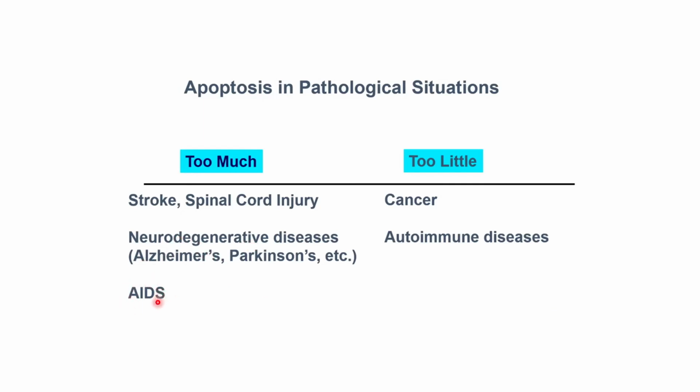And also in acquired immunodeficiency syndrome, AIDS, there is uncontrolled apoptosis, due to which the disease occurs. Too little apoptosis, cancer is the best example, in which, due to deficiency in the apoptosis mechanism, cancer gets the ability to promote cell division continuously, and uncontrolled cell proliferation occurs.